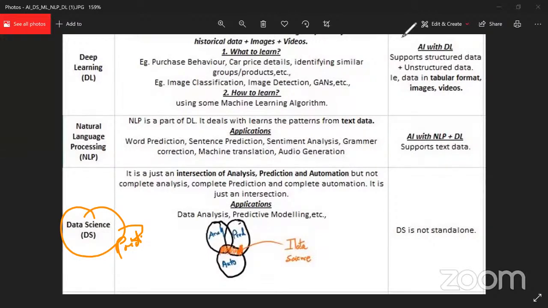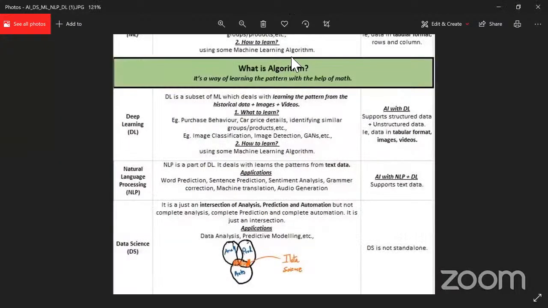So in a nutshell, we can make a difference with respect to machine learning, deep learning, and NLP. Machine learning deals with structured data, rows and columns. Deep learning deals with unstructured data, images and videos, and it can also handle structured data, that is rows and columns. Natural language processing deals with text data, which is again unstructured data. And artificial intelligence and data science are pretty similar terms. But if we want to make a difference, artificial intelligence deals more with automation, and data science deals more with prediction. Clear, everyone?